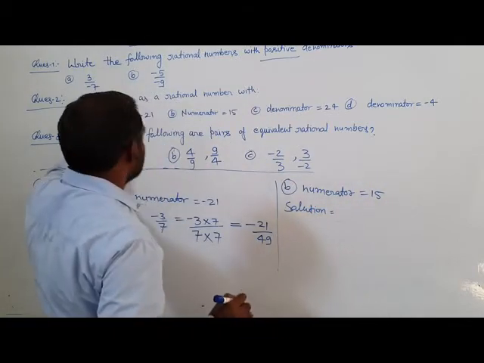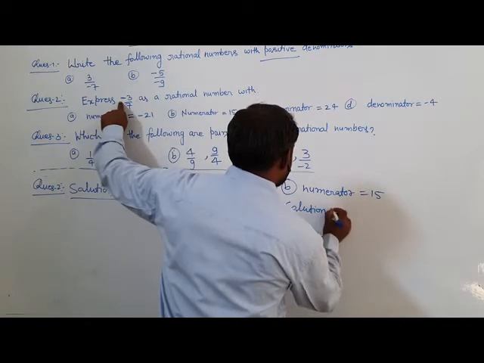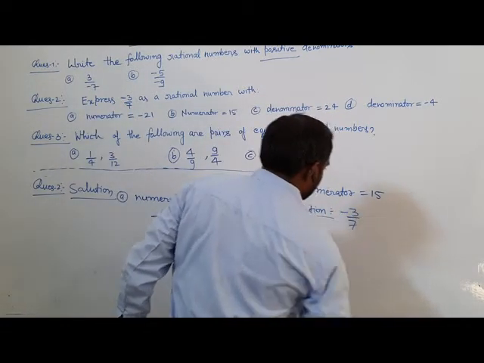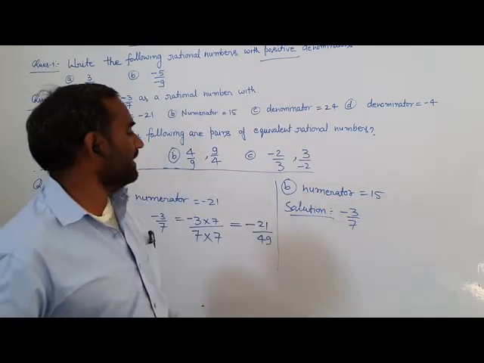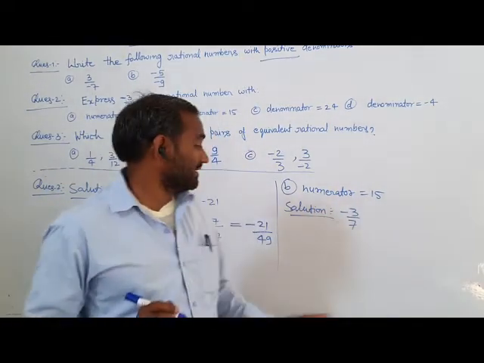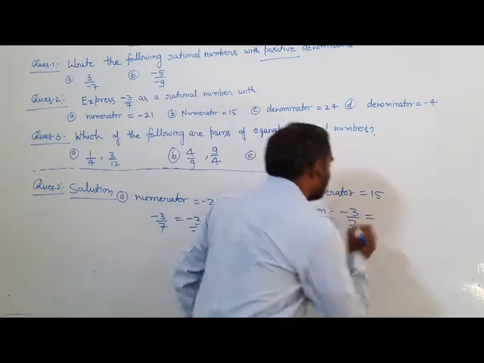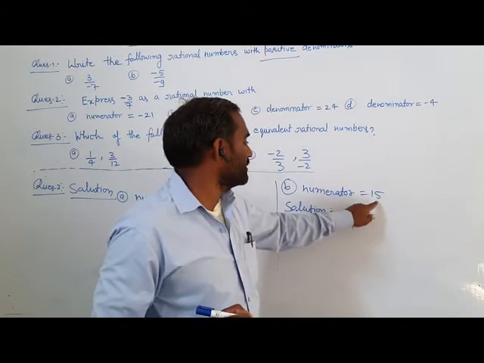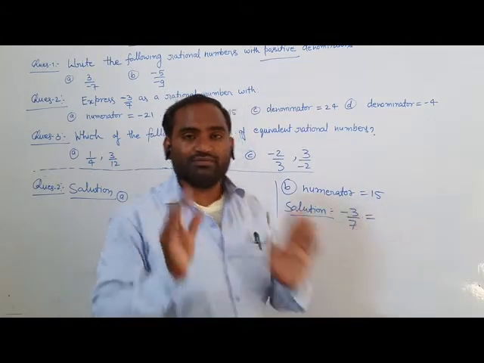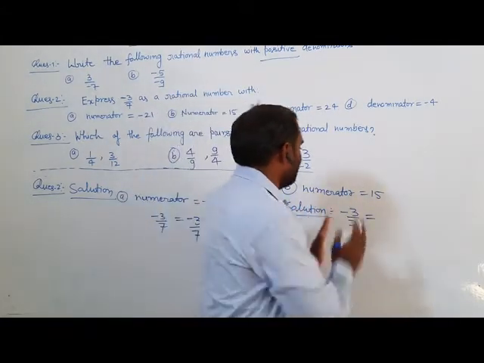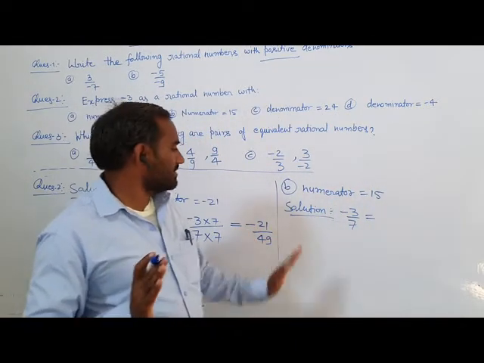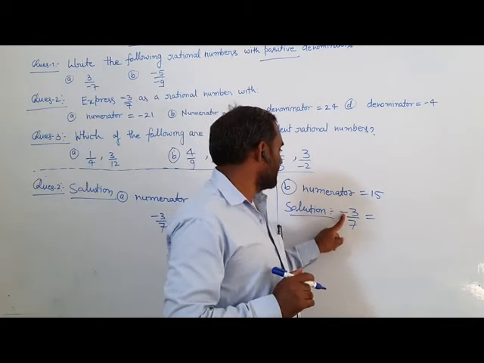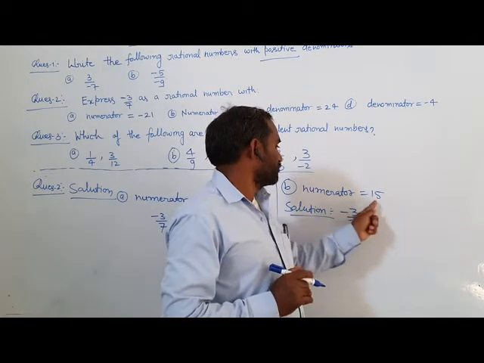Original rational number is minus 3 by 7. Here the numerator should be 15. The numerator is negative here, but we have to change it into positive. First of all we have to take care of the sign. First we solve the sign, then the number. Here there is a negative, but the numerator should be positive.